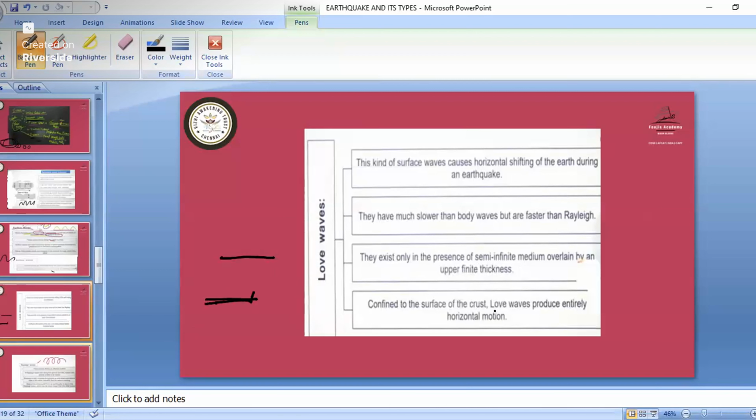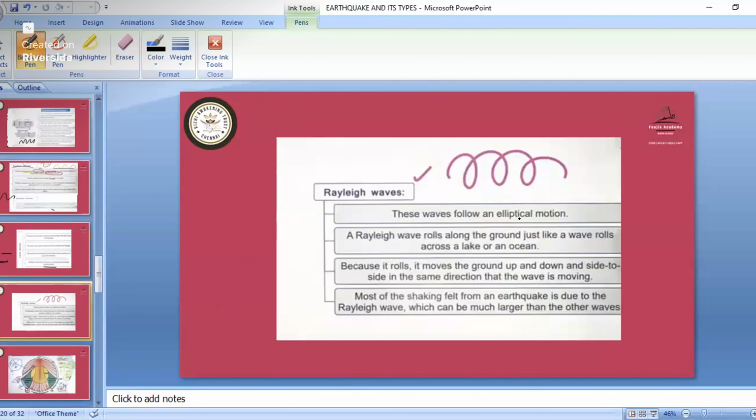Confined to the surface of the crust, Love waves produce entirely horizontal motion. And Rayleigh waves follow an elliptical path, like a spiral, you can say, a nice wave flow.